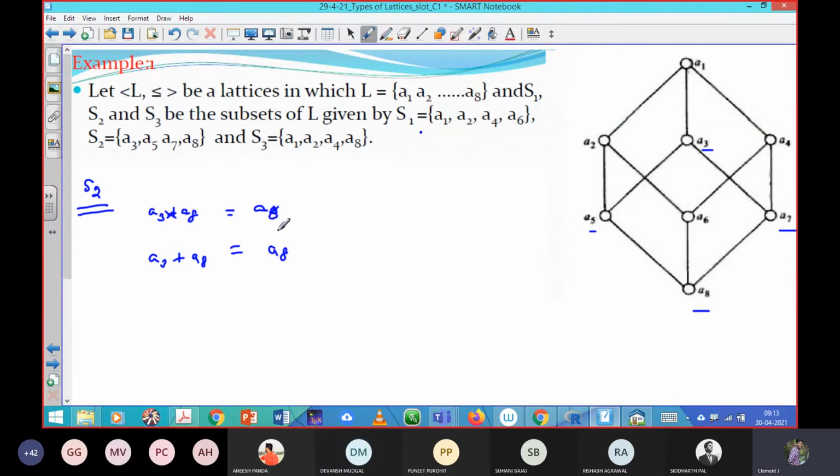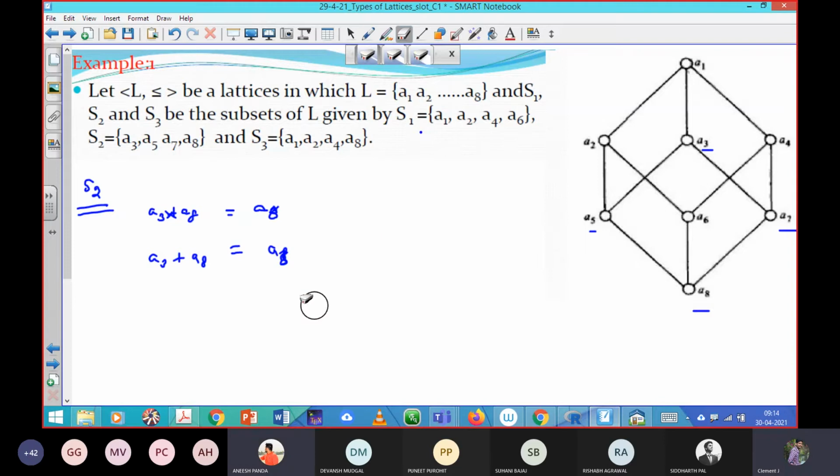Because GLB means lower bound: below A3 the lower level has A5, A6, A7, A8, among which only one element is the lower bound, that is A8. So certainly the GLB here is A8. And A3 plus A8 is considered the least upper bound.